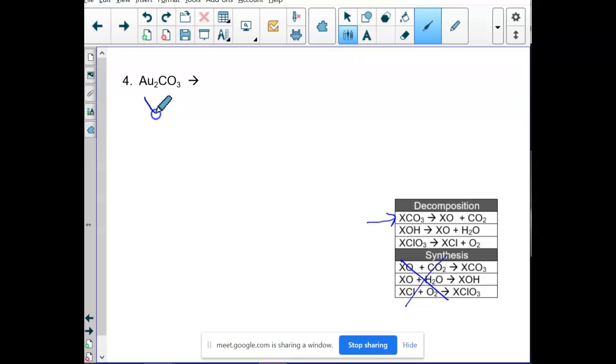Okay, so that means this is XCO3. So my X is going to be Au, so it says in the pattern that Au goes with O plus CO2. Well, anything that's on the other side that is not in a covalent compound, we're going to have to crisscross reduce to write correctly.